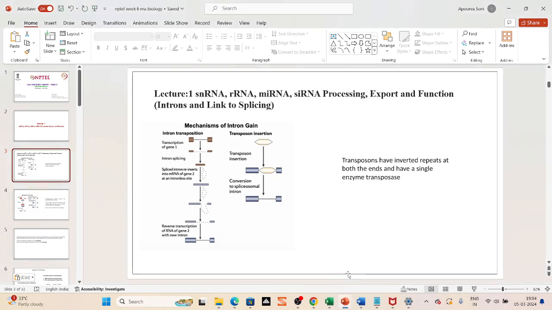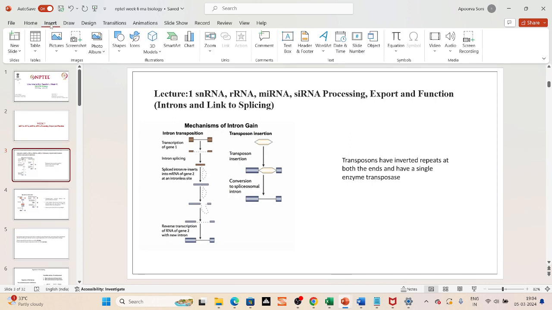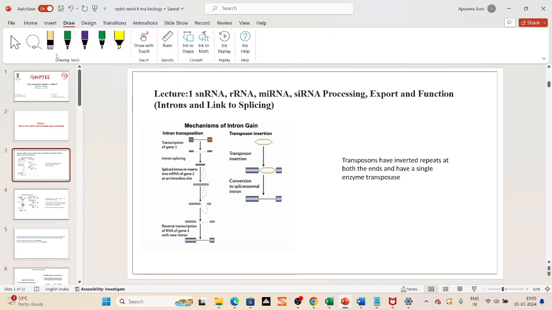In the last class we studied the mechanisms of intron loss. Today we have to see the mechanism of intron gain. First we have to study the introns and their link to splicing. So lecture 1 is about introns and their link to splicing. In this we'll see how introns are gained and lost. How introns are lost, we have already seen in last week's class, if you remember.